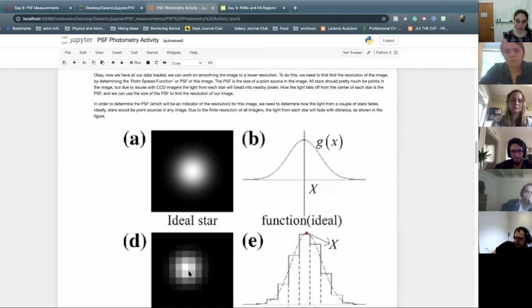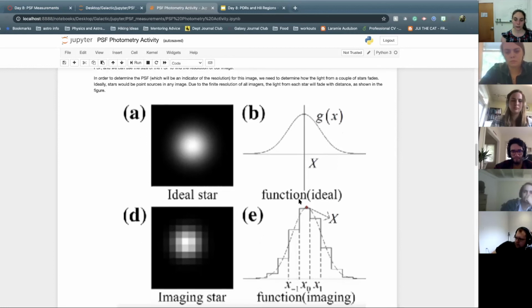We don't have infinite resolution. We're working with pixels, so you're going to end up with something that is a little bit choppier. But the shape of this Gaussian, the size of this Gaussian, is going to be the point spread function, or the PSF, for your image. So this is what we are trying to find. We want to find how spread out a point source is in this image. How much spreading, what is the size of this Gaussian?